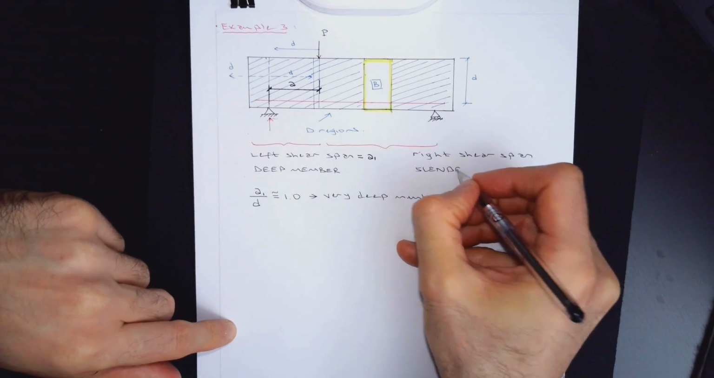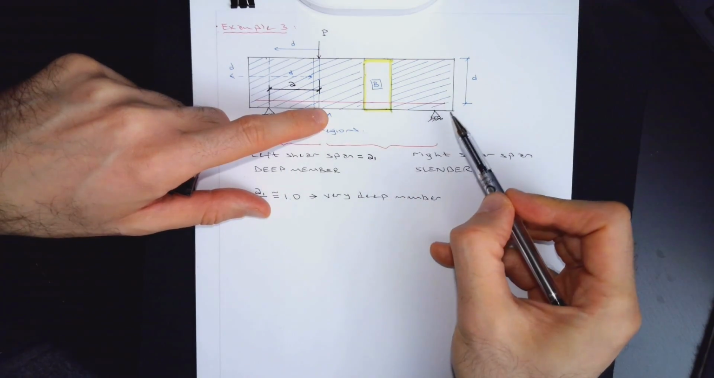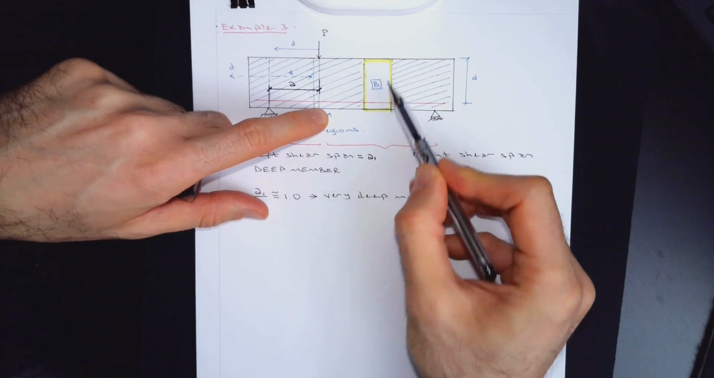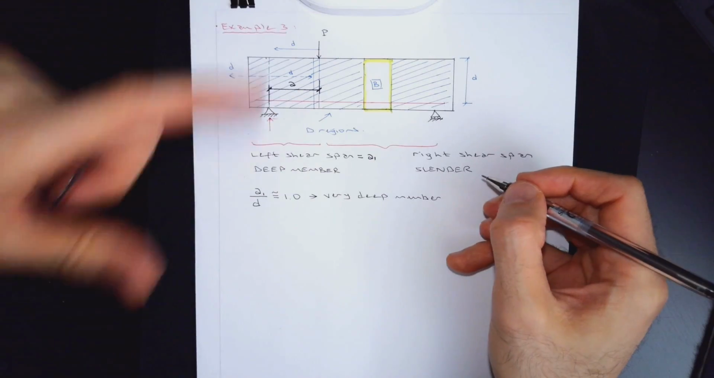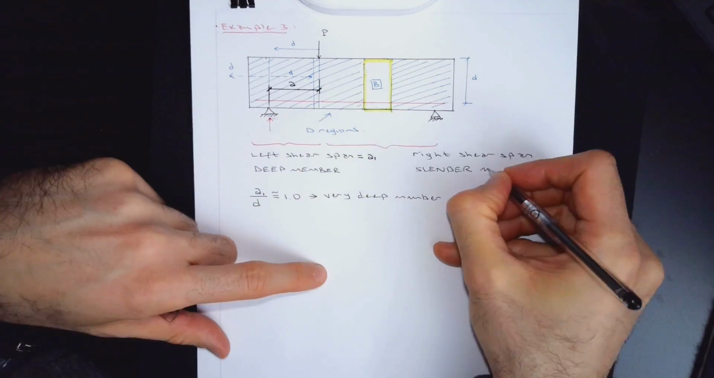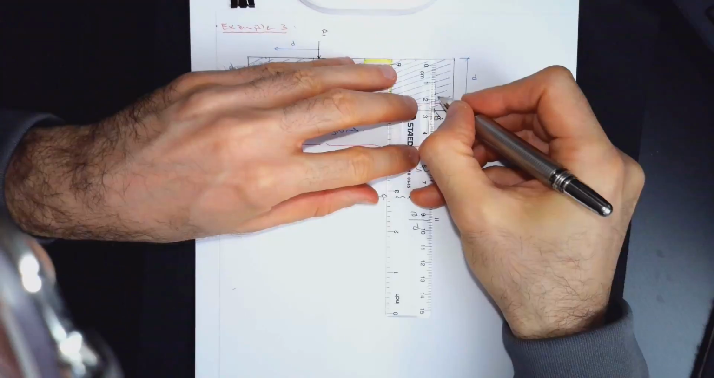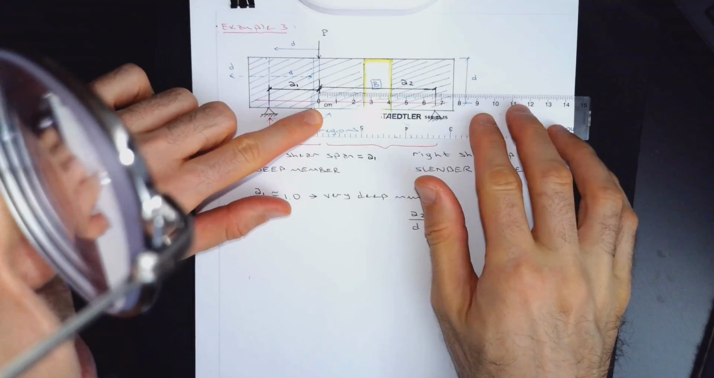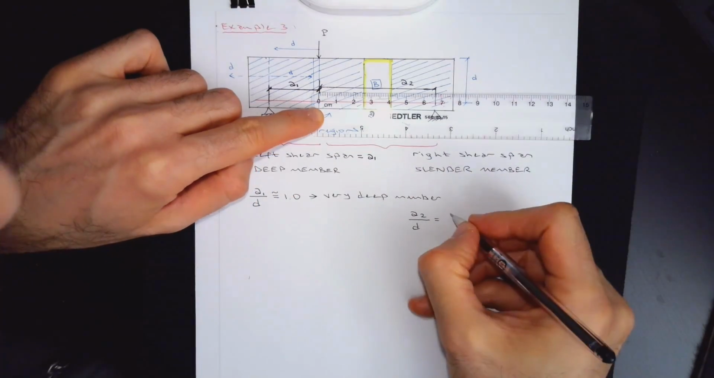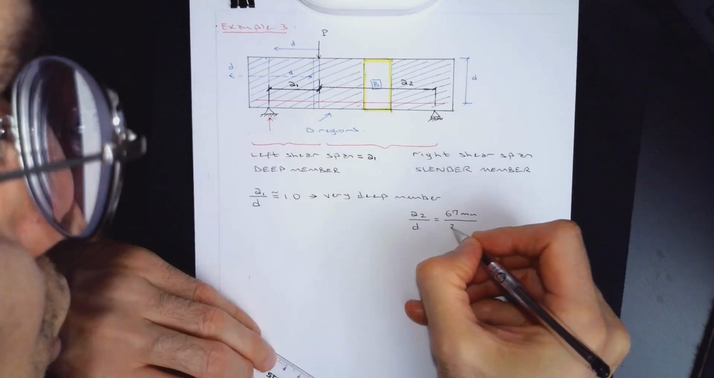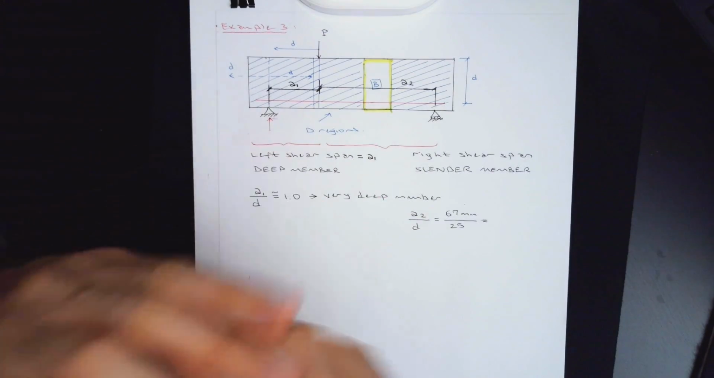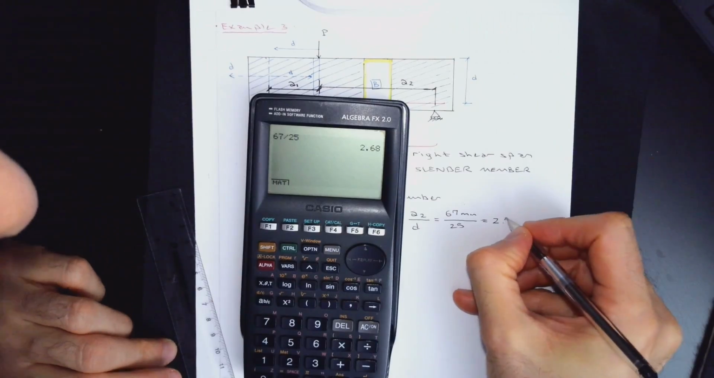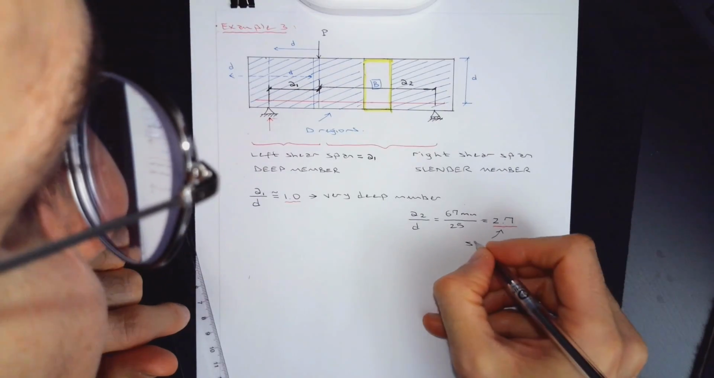Again, I'm calling this slender member, but any typical slender member will have deep regions. That's the same situation, but that means you have some B region at least to do your checks. A2 would be this distance, 67 millimeters. D was 25. Of course, in your structure, you would have the real numbers. Here, I'm just showing you a conceptual example. 2.7 is a slender member.